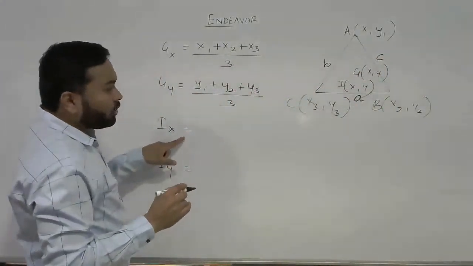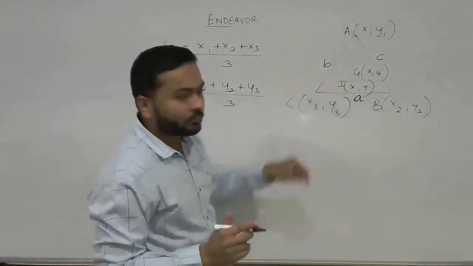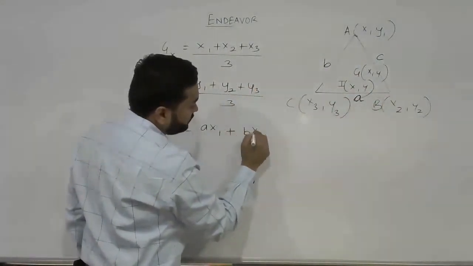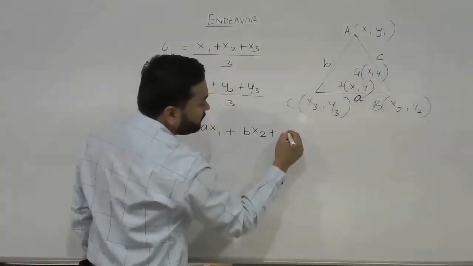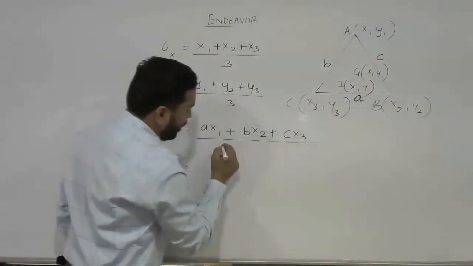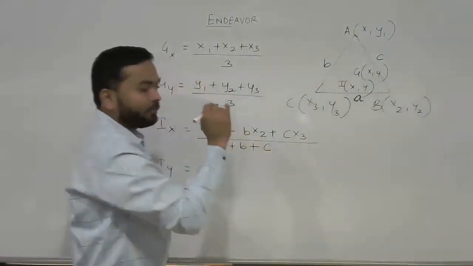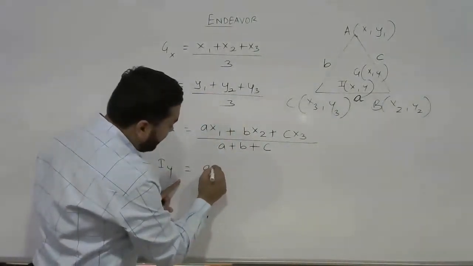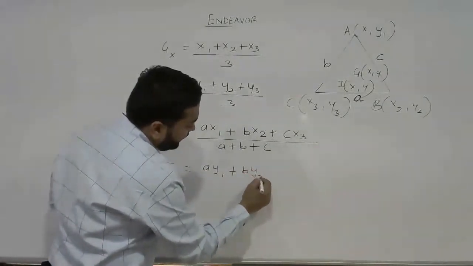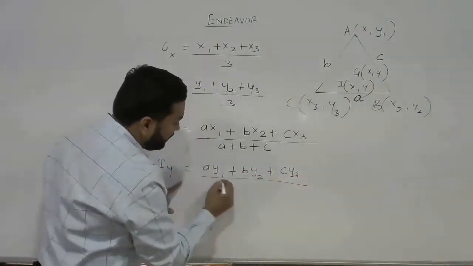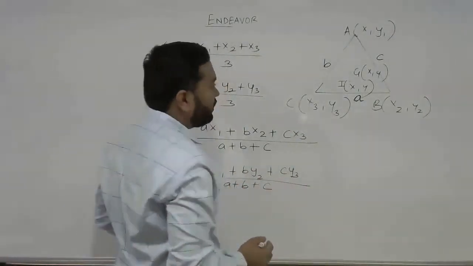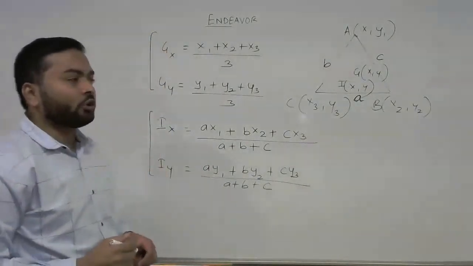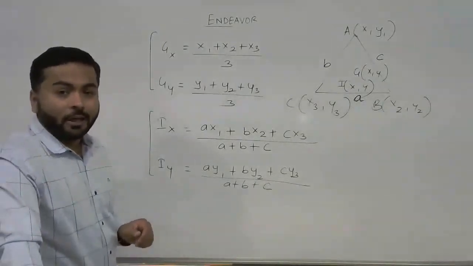Right? So the x coordinate would be ax1 + bx2 + cx3 upon a + b + c. And similarly, if you want to find out the y coordinate, the y coordinate will be ay1 + by2 + cy3 upon a + b + c. So these are the x and y coordinates of the centroid, and these are the x and y coordinates of the incenter. Clear with this, everyone?